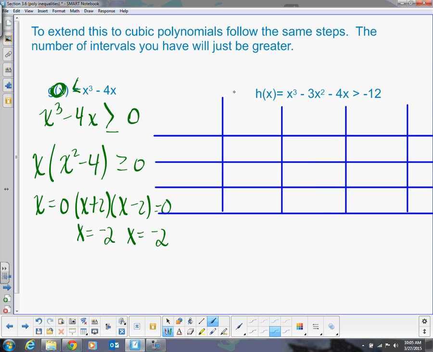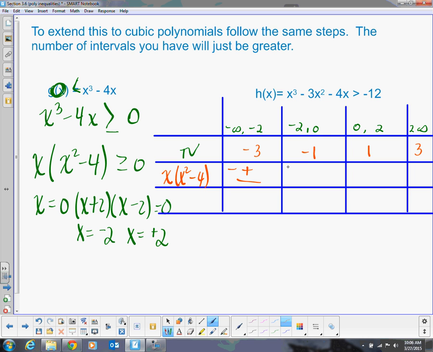Negative infinity to, oh wait a minute, that's a plus. Negative infinity to negative 2. Negative 2 to 0. 0 to 2. 2 to infinity. Test values: negative 3, negative 1, 1 and 3. Now, we've got x, and I think I'm going to write x squared minus 4 because that's pretty easy to do. This is going to be negative. Negative 3 squared minus 4 is positive, so what is this? Negative.